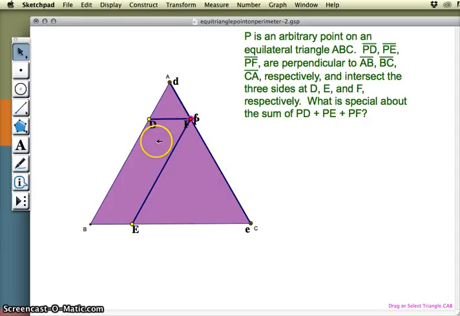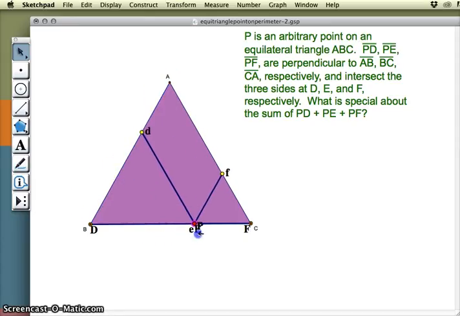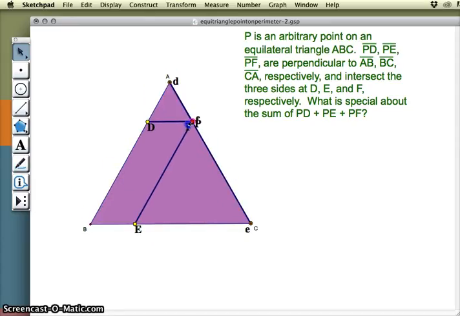So adding these two lines in the middle is the same as adding one side. So adding them up equals the side of the triangle, AC. And the same thing happens on each side. The two blue lines in the middle are equal to the side that P is on. And that's true all across, all the way around the triangle.